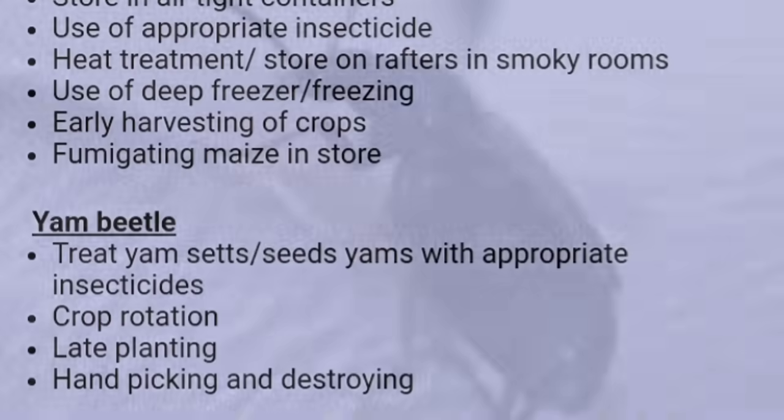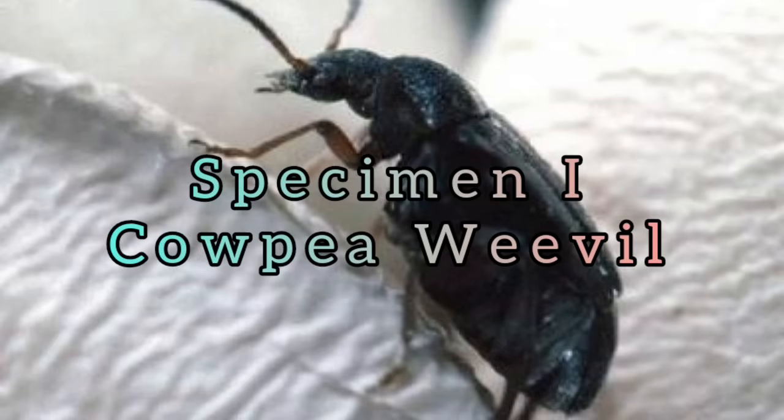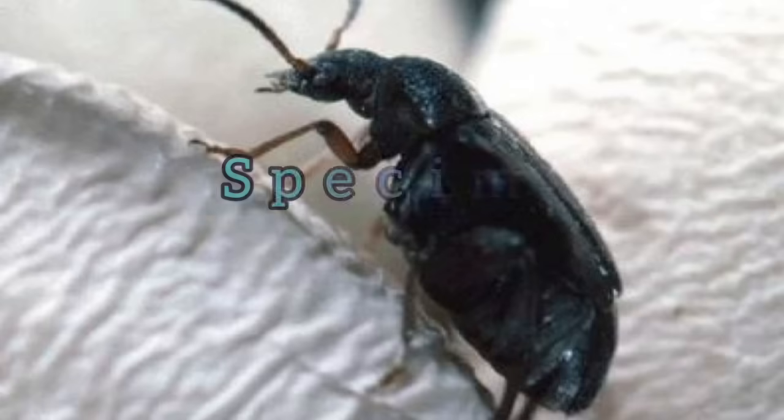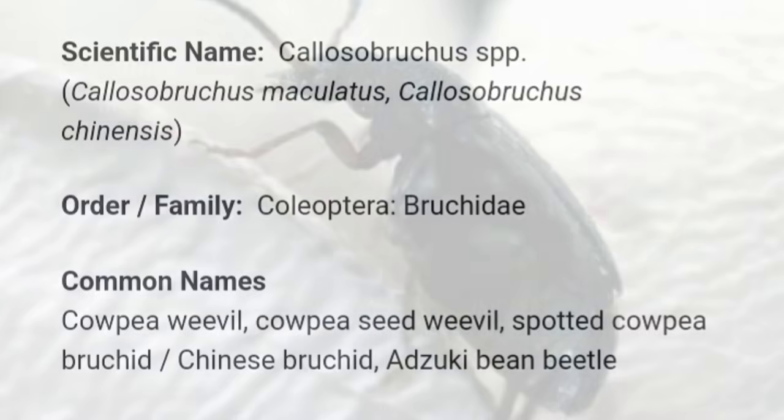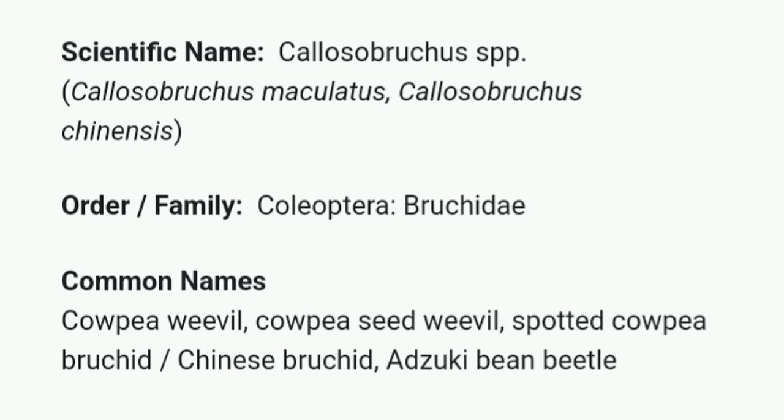Okay, we move to the next specimen I, cowpea weevil. We can call it cowpea beetle also, because another name for it is cowpea seed beetle. The scientific name is Callosobruchus maculatus, and the class is Insecta. The order is Coleoptera, and the family is Chrysomelidae. It has a lifespan of about 10 to 14 days. I've said already the common names are cowpea weevil, cowpea seed weevil, spotted cowpea bruchid, Chinese bruchid, Azuki bean beetle, because it's from the family Bruchidae.